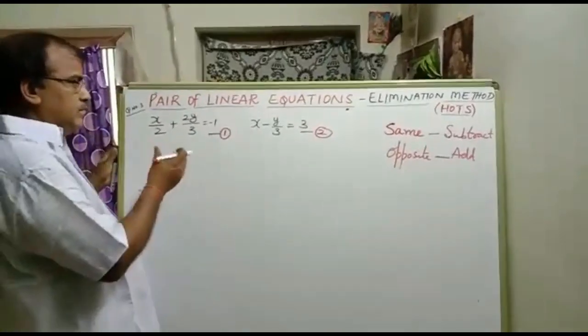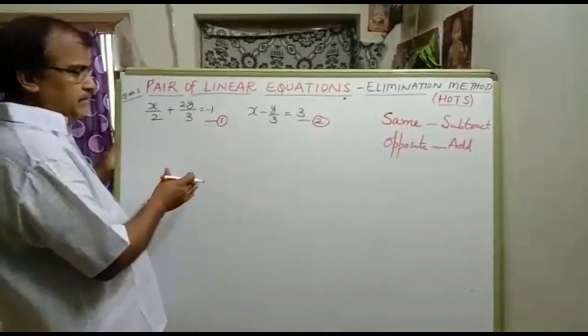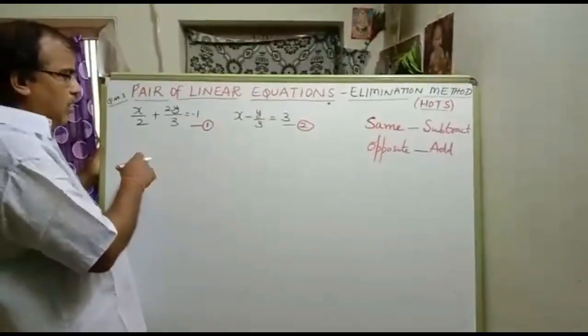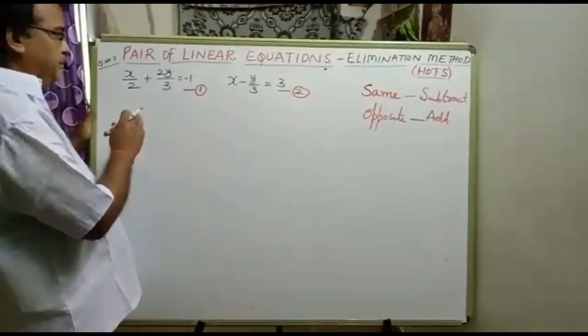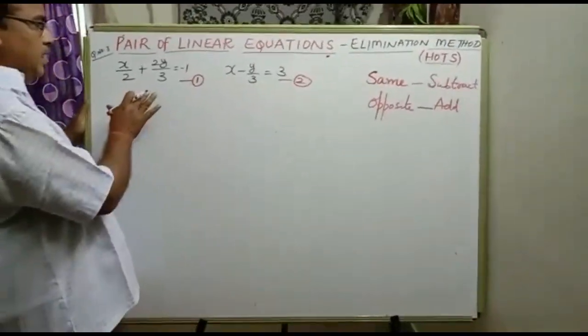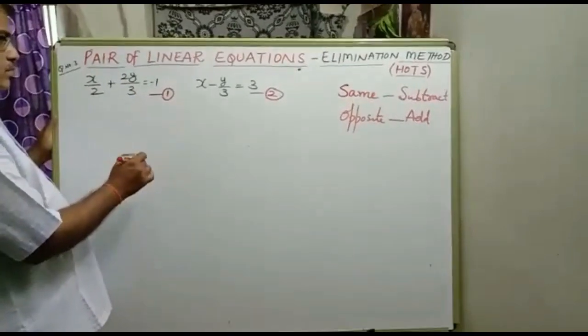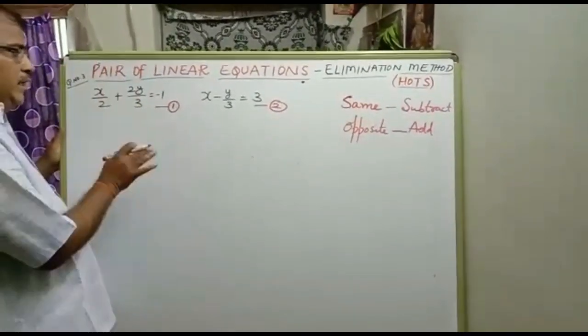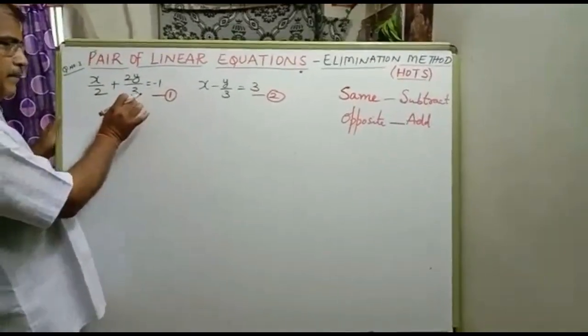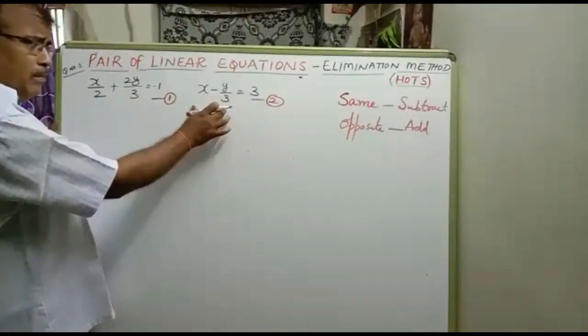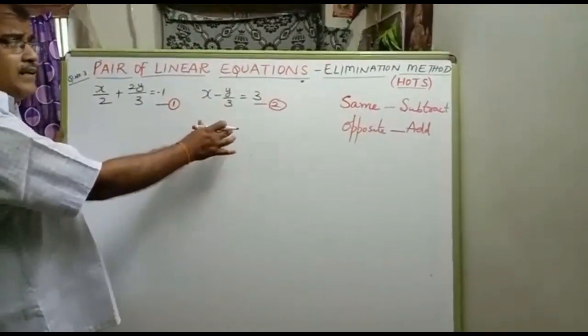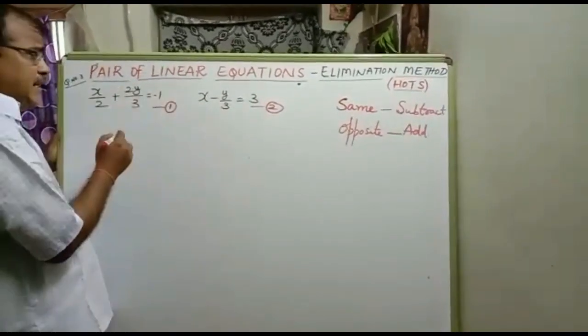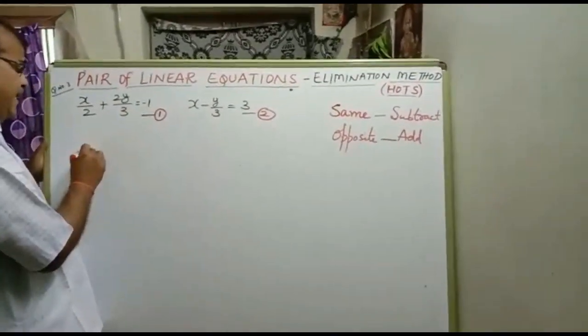Here, again, one more question, number 3. Solve for x and y, a pair of linear equations. Directly you can do it, but here I am going to eliminate y once again. 2y by 3 plus, and here also minus 2y by 3 is there. My work will be easy. That's what I am writing directly here.